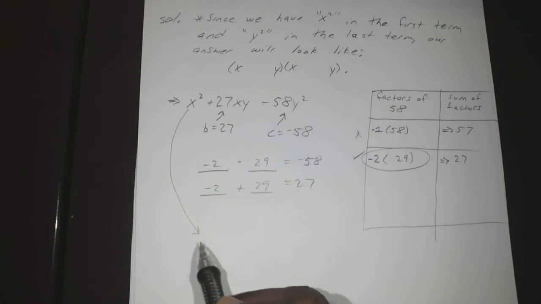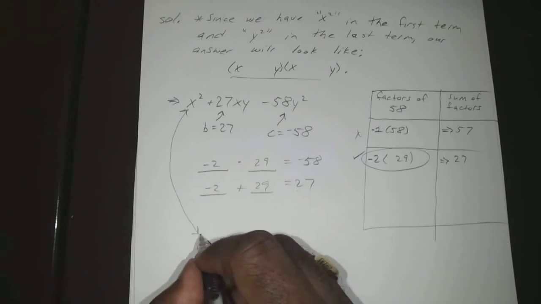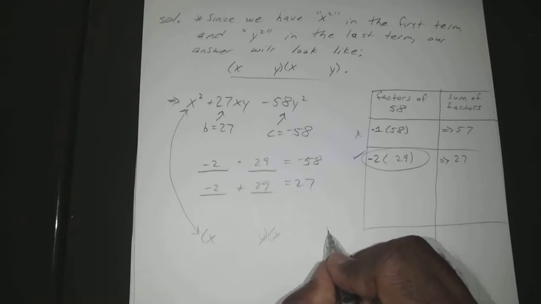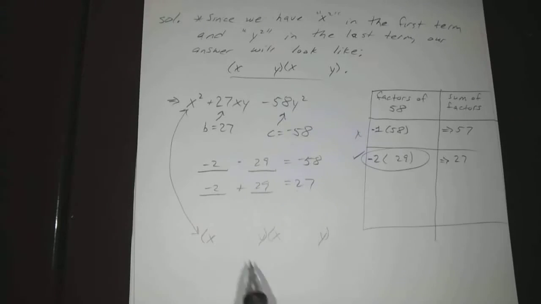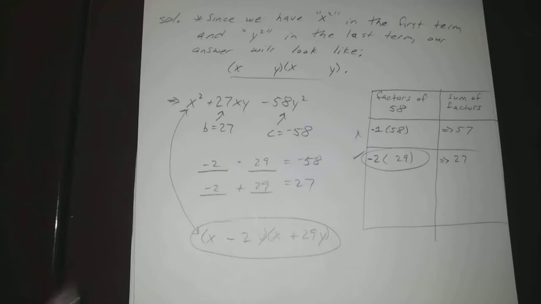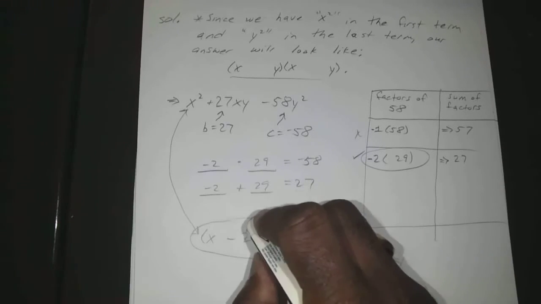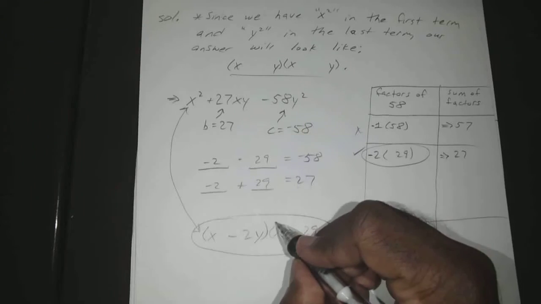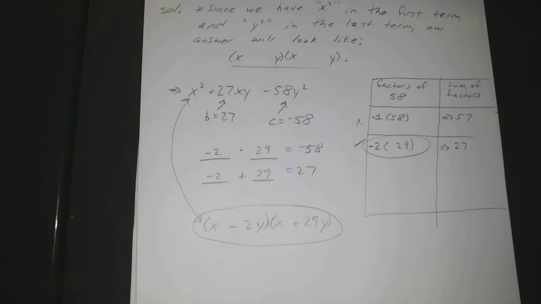So this is going to factor into, remember, it has to be in that form, since you have a squared term in both of them. So you have x, y, x, y. So it's x minus 2y and x plus 29y. Let me move that y over a little bit to make that look clear. All right, so that would be your answer. Any questions on that one?